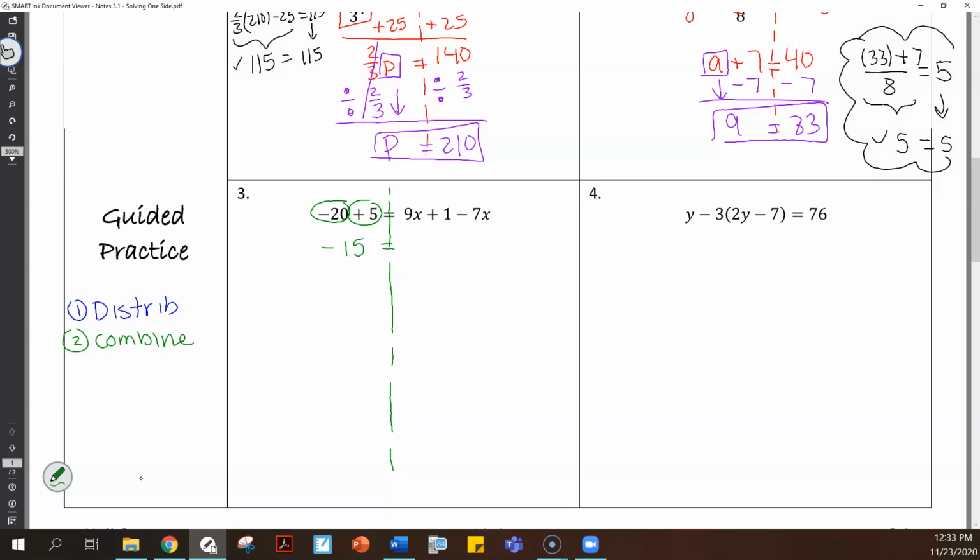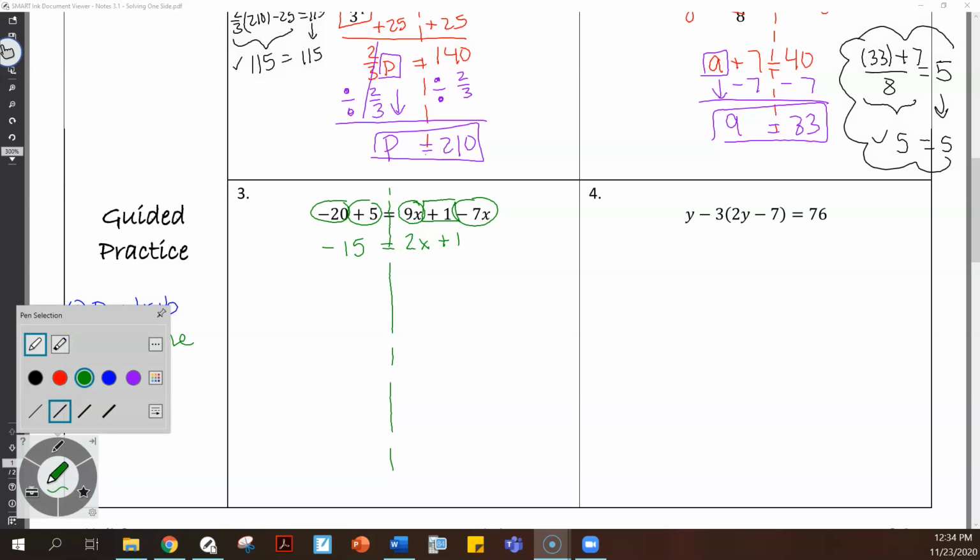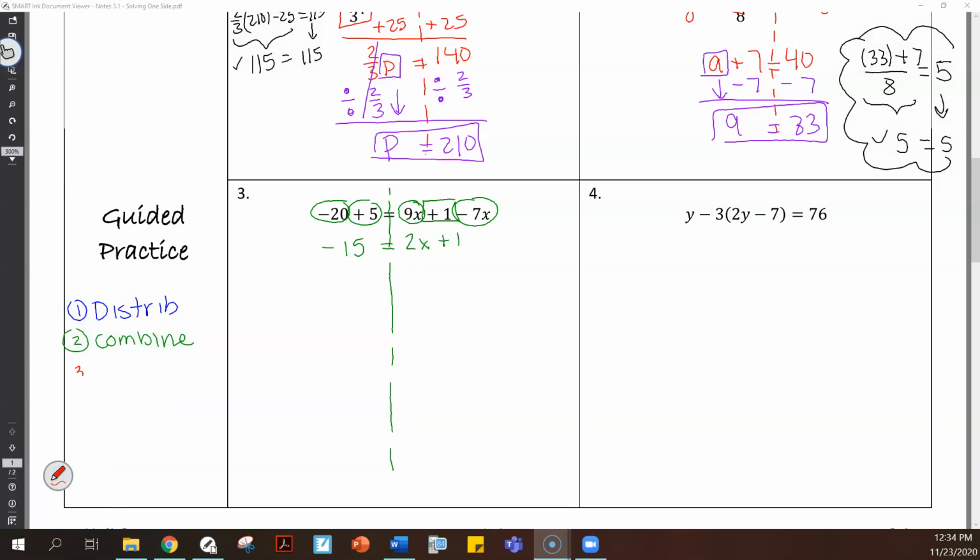On the opposite side, I'm looking for things that I can put together. I've got 9x and negative 7x. 9 plus negative 7 is 2x. And then my 1 here cannot be combined with anything on that side. Even though it only has a number, just like these two terms over here, because they are on opposite sides of the equal sign, I cannot combine those together. So plus 1 just hangs out by itself over there. Now that I've simplified, I'm back to a two-step equation. So I'm just going to add or subtract to isolate my variable term.